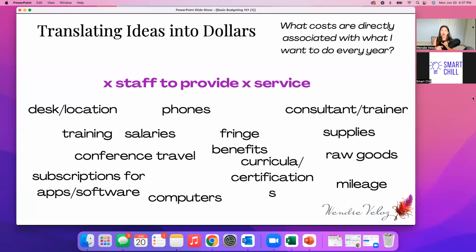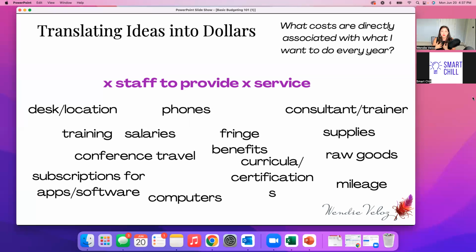We might have a cost to purchase a desk. We might have to purchase a shared location in a WeWork, for example. There's phones, there's consultants and trainers. We might actually send them to out-of-state training. There's salaries for them, there's their fringe benefits, plus their supplies like their paper and their printer ink and those kinds of things. Like I said, there might be conference travel that we send them to. There might also be subscriptions for apps or software.